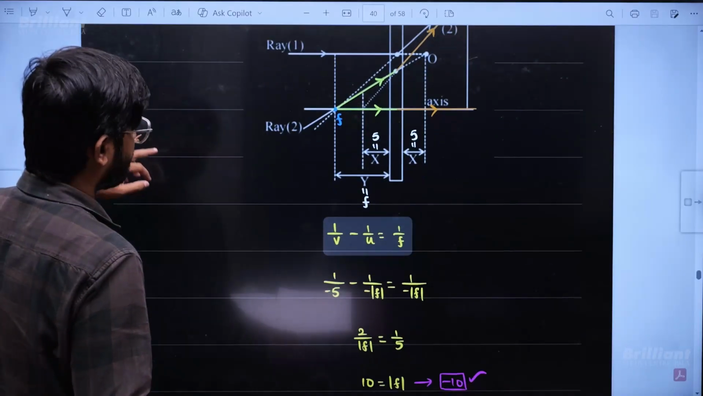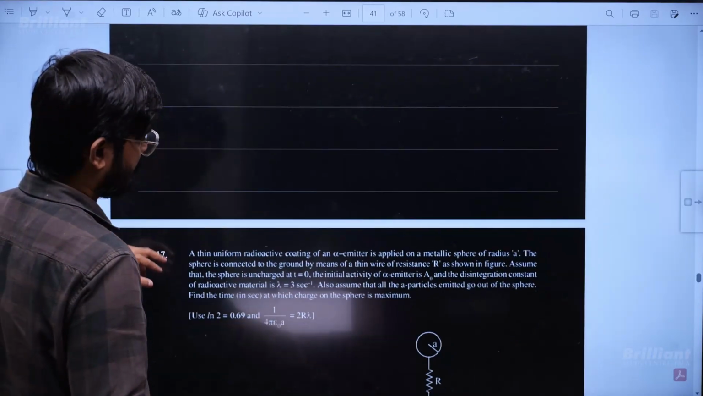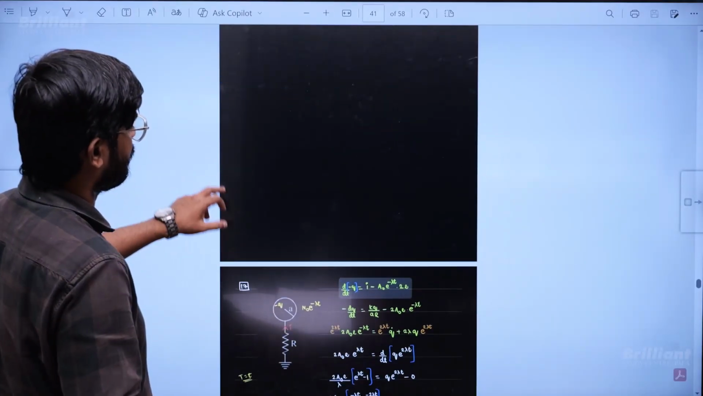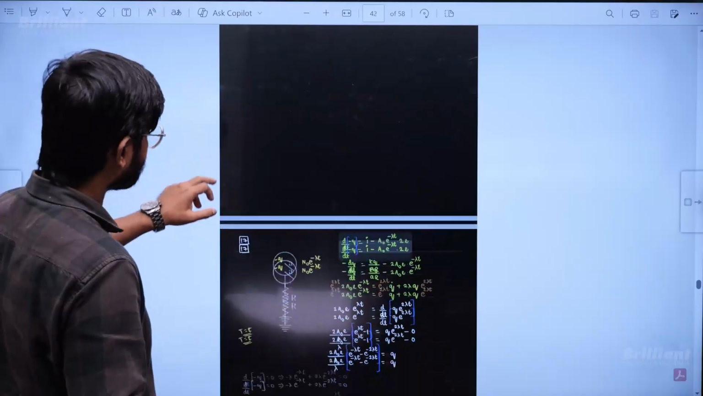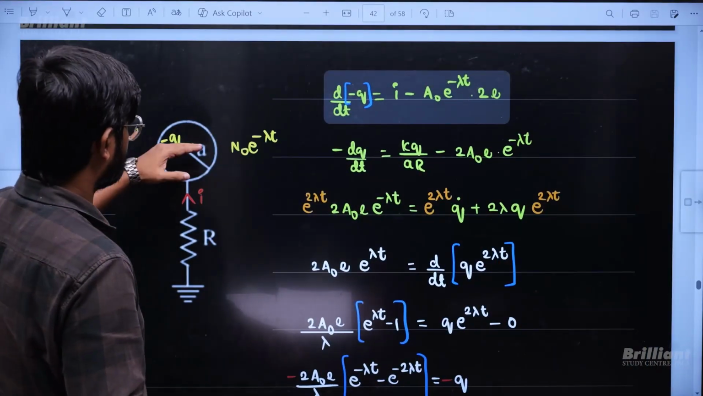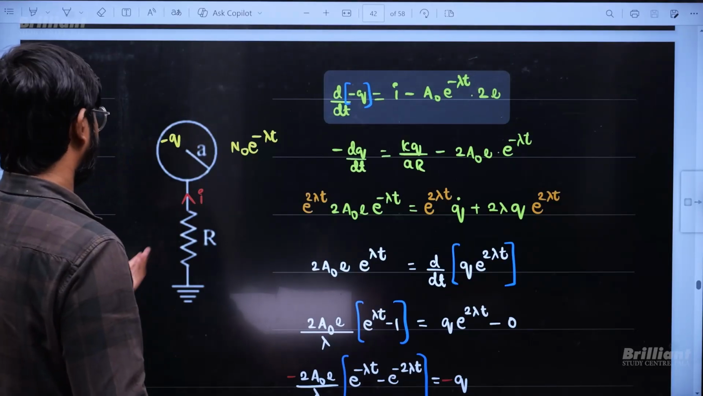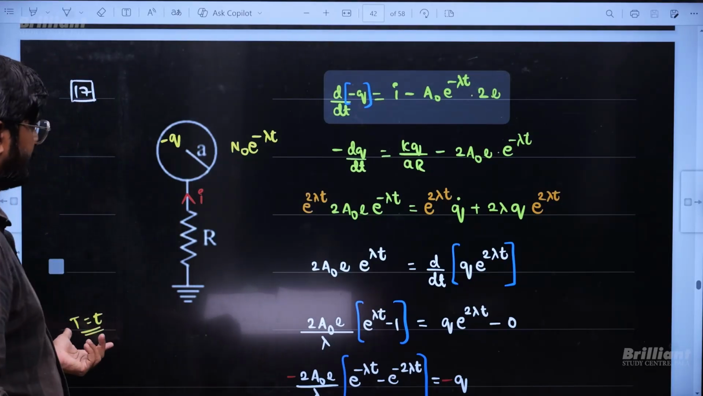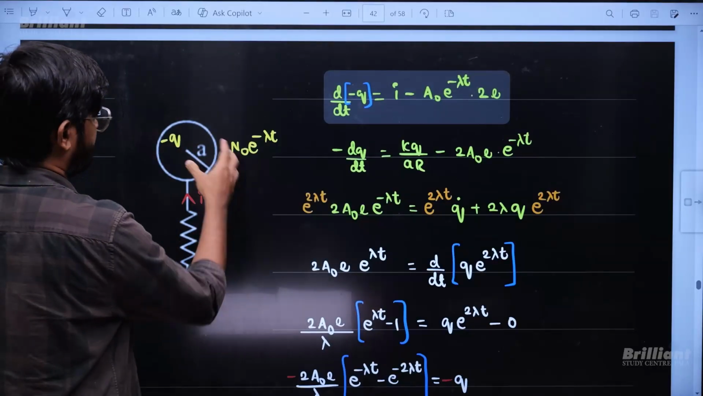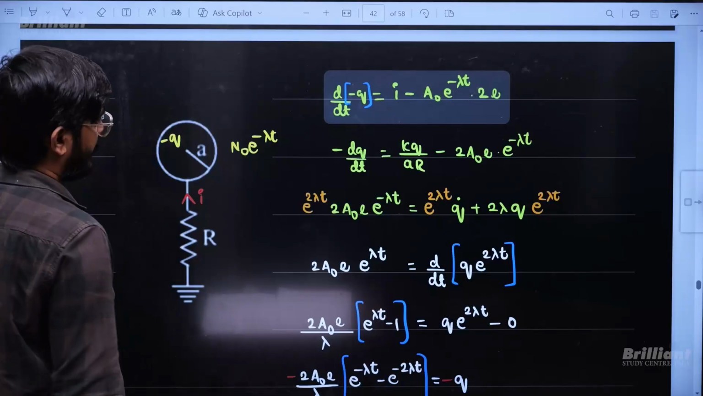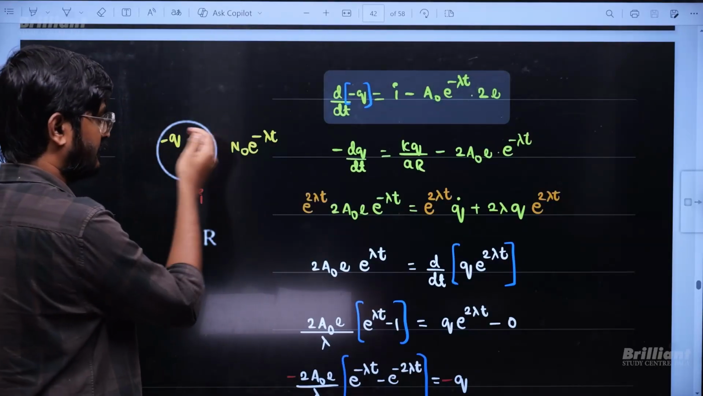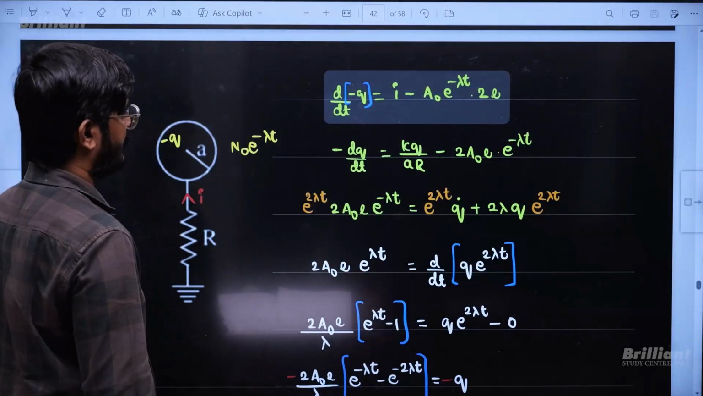Now, why is charge coming into the picture? Because of the emission. Because of the emission, the sphere is going to become negatively charged. Because of the negative charge, this is at higher potential, this is at lower potential, so current will start flowing. So at any generalized moment t, let me say the sphere was negatively charged with minus q, and the number of nuclei which are active were n0 into e power minus lambda t, that also you know. So activity is going to be A0 into e power minus lambda t.